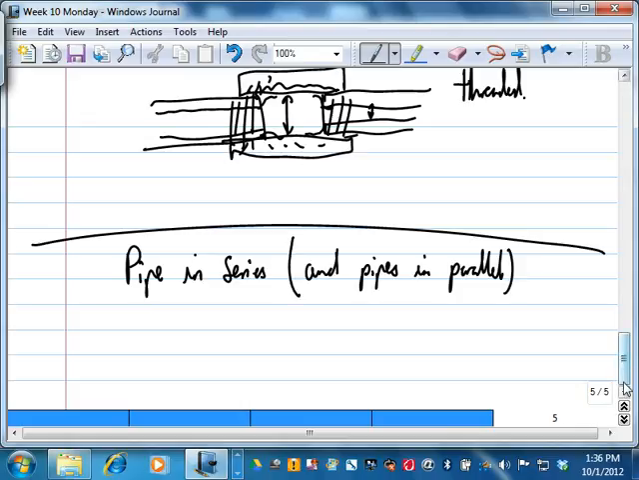So there are two types of piping. We'll do pipes in series first, and after that I'll talk about pipes in parallel. Pipes in series is basically one pipe connected to another pipe connected to another pipe. Pipes in parallel means there are multiple paths, so sometimes the water is diverted down two paths and then joined back together at some point later. So, pipes in series.